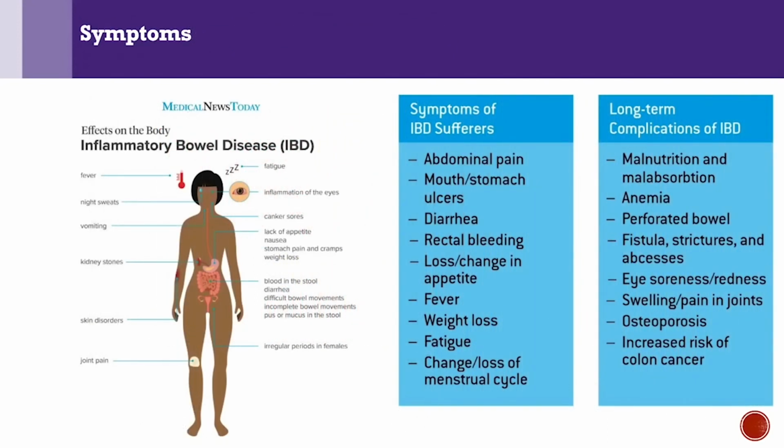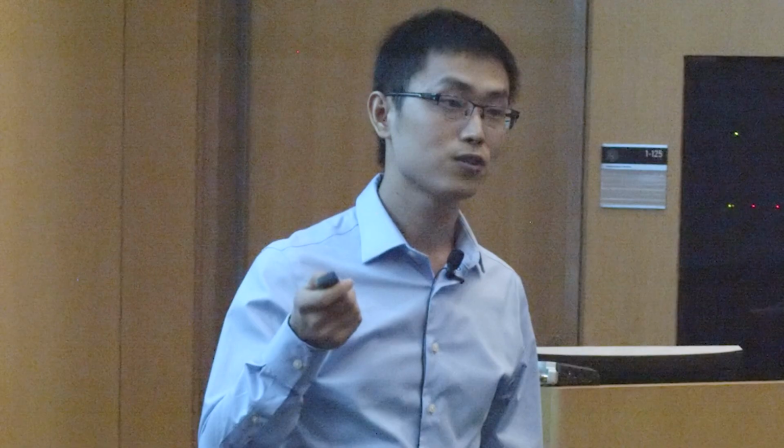Many IBD patients have symptoms such as fevers, vomiting, kidney stones, skin disorders, joint pain, rectal bleeding, abdominal pain, and inflammation of the eyes. So we can see that it impacts almost all the functions of all the organs in the body. And if patients keep having IBD without correct treatment, it will become worse and cause colon cancer, among other long-term complications of inflammatory bowel disease.